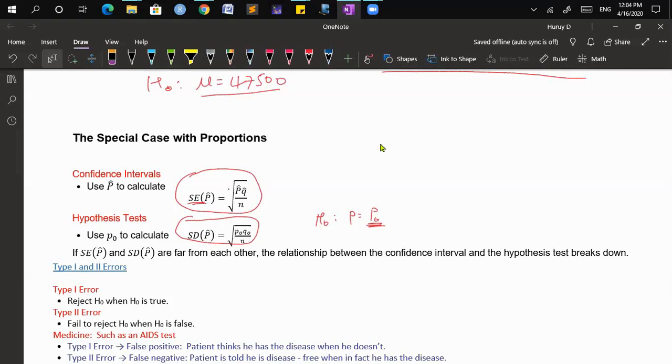When you deal with proportions, for intervals, always use this one. For hypothesis tests, always use this one. But in the case of confidence interval for the mean, we don't have that problem. We always use the standard error of the mean.